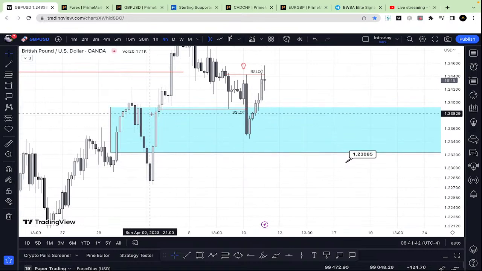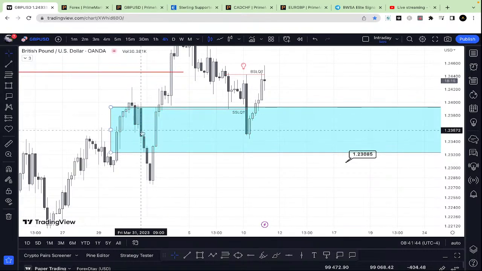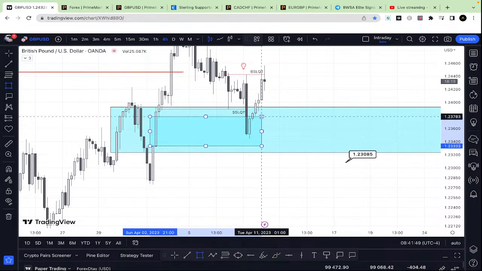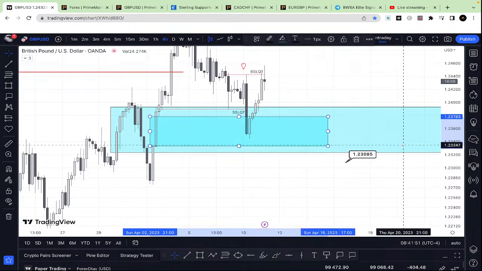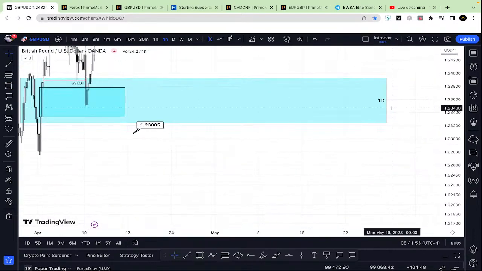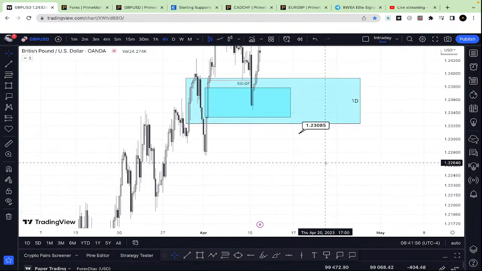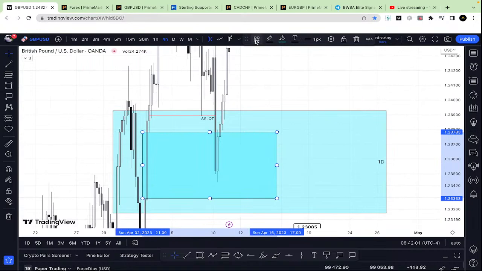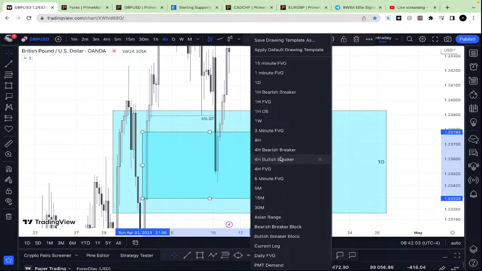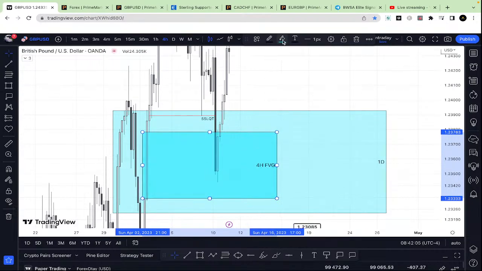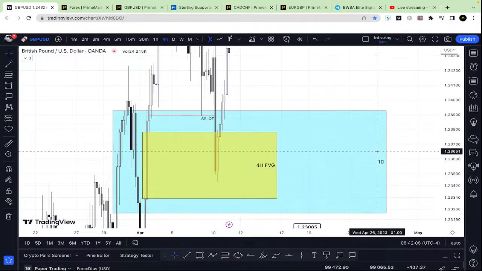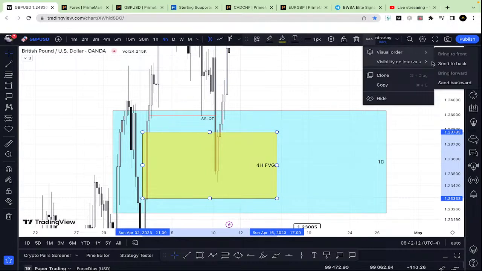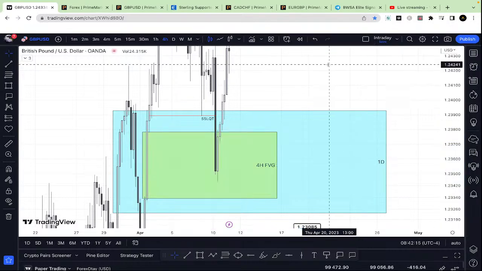And what else do we have here? We had a daily inbound or a 4-hour imbalance right here that was filled and respected. That's inside of that daily footprint as well. Daily order block. Move that over. So we have that happening there as well. 4H fair value gap. Turn that a yellow color maybe. We can hit send it back. Come on, bro. All right.